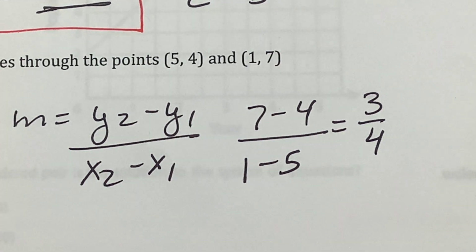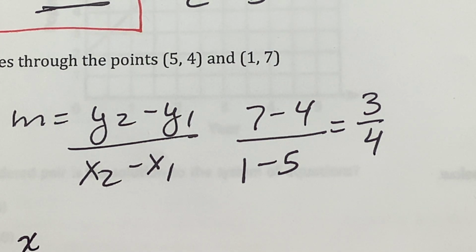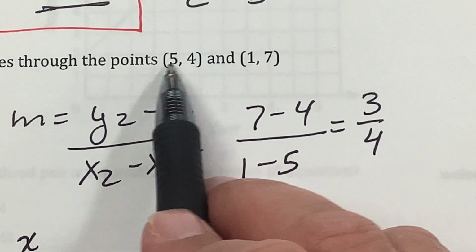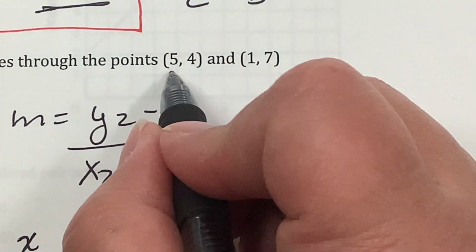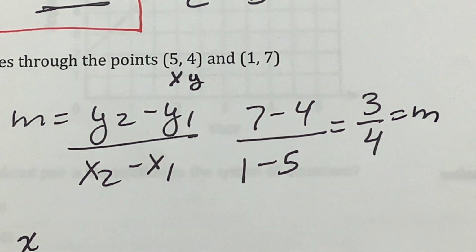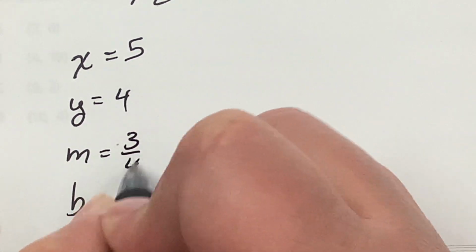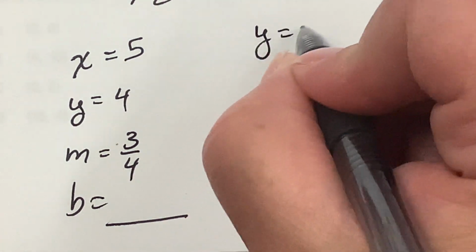Yay. And now from the top, I need an x, I need a y, I need an m, and I need a b. So I'll use this one, 5/4 for x and y. That'll be the x and that'll be the y. And this is my m. All right. X equals 5, y equals 4, m equals 3/4, and b is what's missing. Y equals mx plus b.